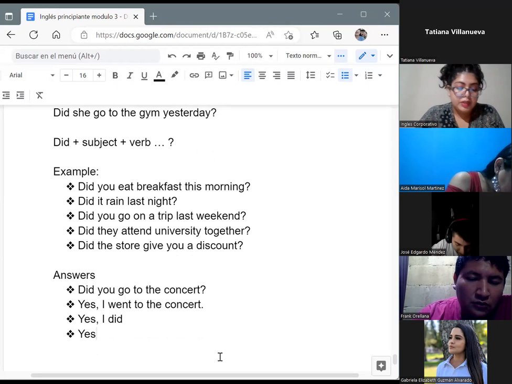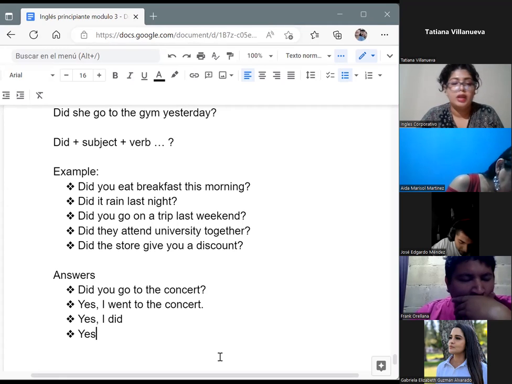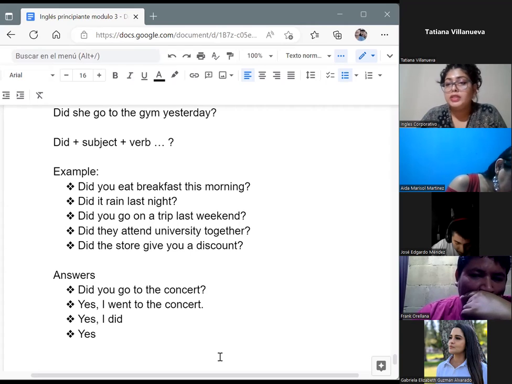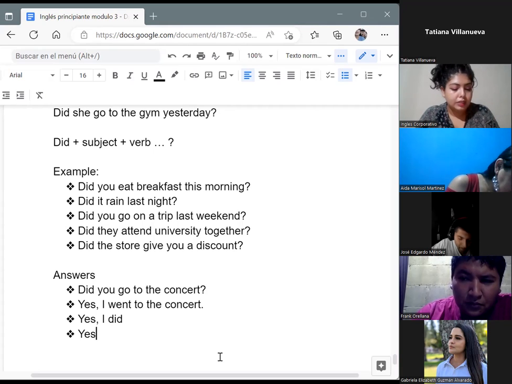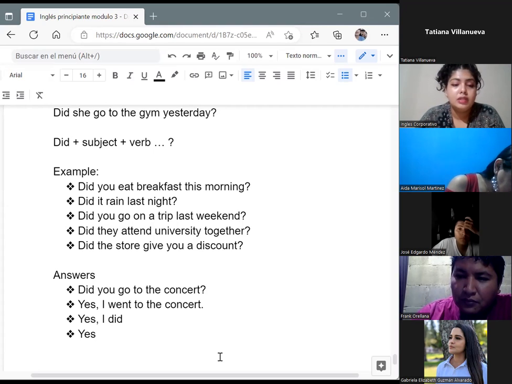So in this case, if you can see in the first answer, we have the use of the verb that we are using in the question, but in this case, we're using the verb in past. But in the short answer, we just use the past tense of the verb do, did. En las respuestas largas estamos utilizando el verbo go, but we are using it in past. Lo estamos utilizando en pasado. But in the short answers, solo utilizamos el pasado de do. Solo estamos utilizando did. And now we are going to see negative answers. Ya vimos las respuestas positivas, vamos a ver respuestas negativas.